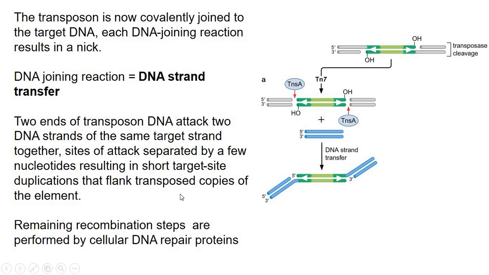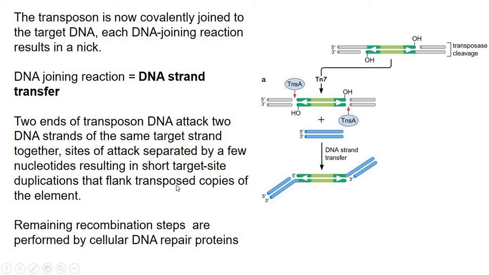Once it inserts itself into the target DNA, the transposon is covalently joined to the target DNA, and this DNA joining reaction results in a nick. This nick will then be filled by the DNA repair mechanism by a polymerase. This DNA joining reaction is called DNA strand transfer.